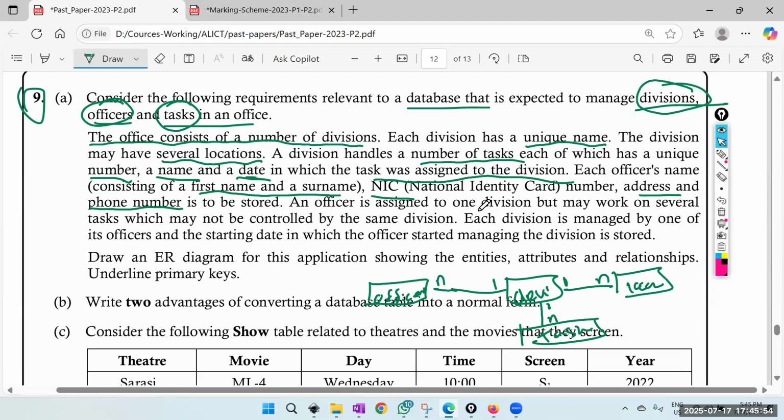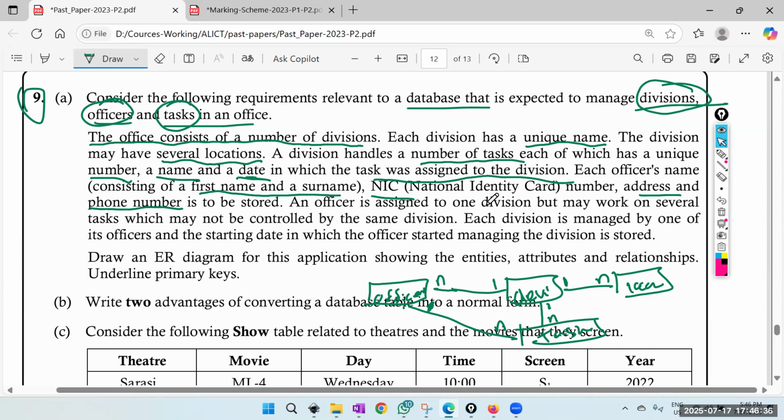An officer is assigned to one division, but may work on several tasks. An officer can be assigned several tasks, so that means many tasks here. But I hope one task is for one officer. An officer is assigned to one division but may work on several tasks which may not be controlled by the same division. So that means these tasks can be from different divisions also.